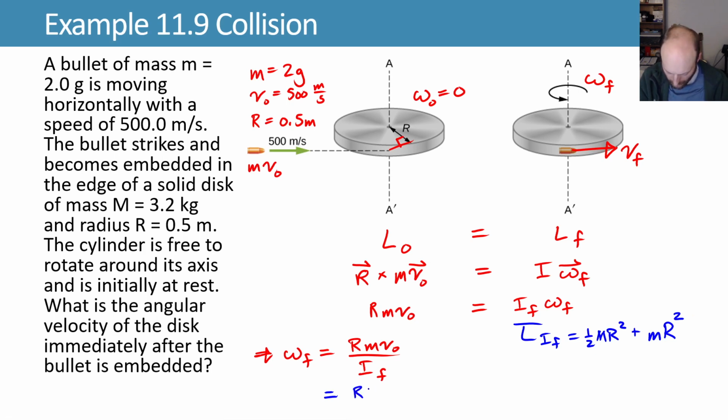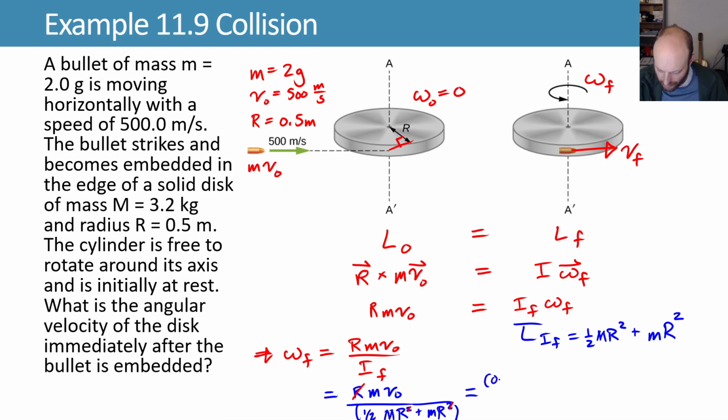We can now try plugging this stuff in and say that my final angular velocity is going to be r m v naught over I final, which we said was 1/2 mr squared plus little m r squared. We can cancel out one of these r's and get rid of these squared terms, and then plug in some numbers to go along with it.